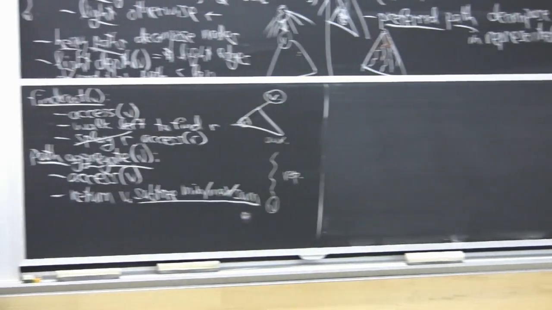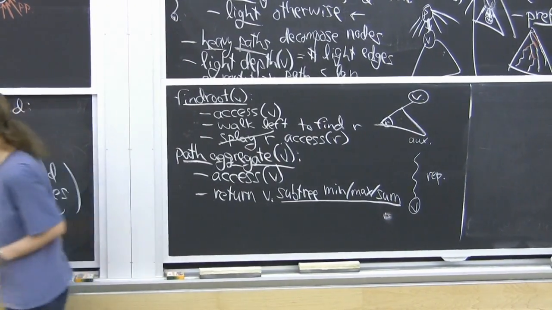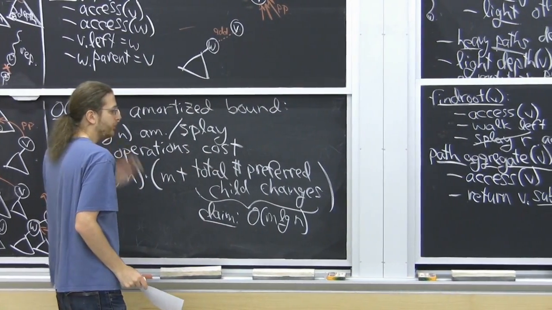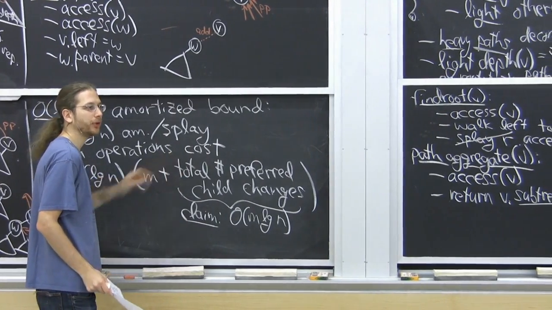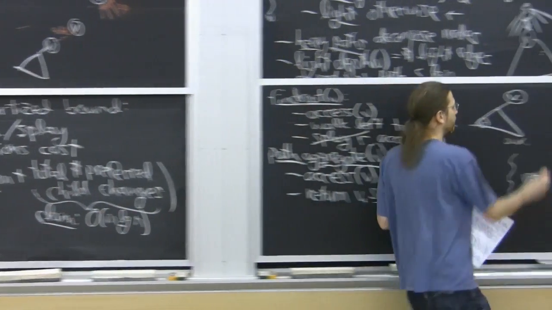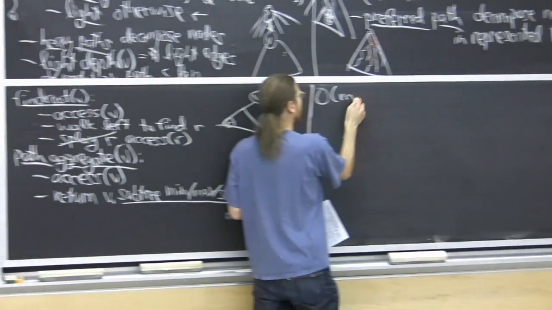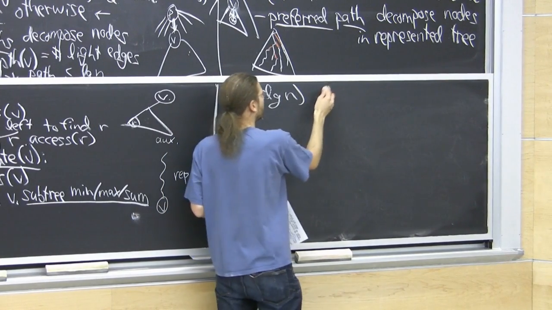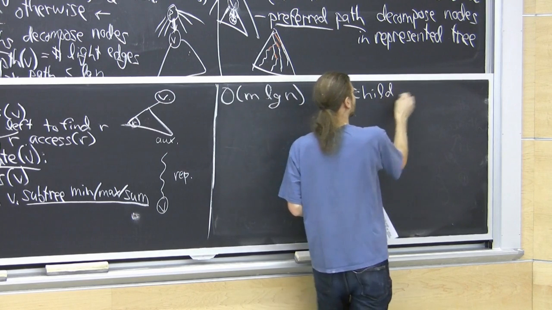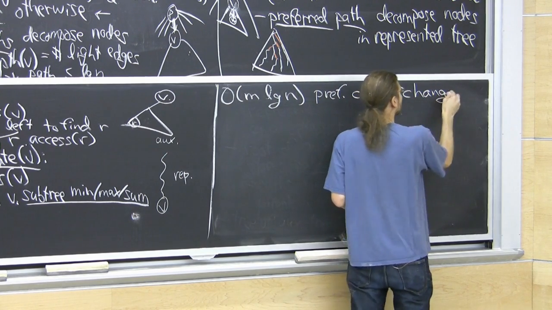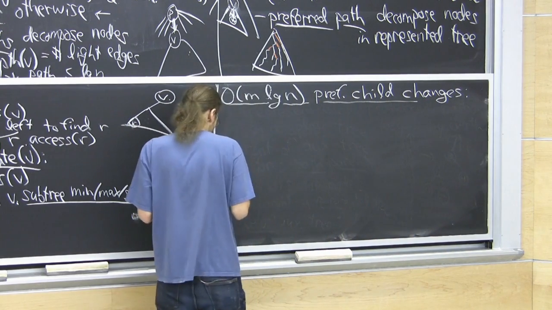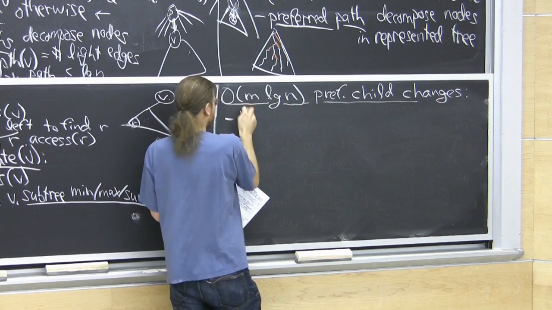So next thing I'm going to do is use heavy-light decomposition to analyze the total number of preferred child changes by looking at not only whether an edge is preferred or not, but whether it is heavy or light. So we're going to get an order m log n bound on preferred child changes. So here's the big idea.